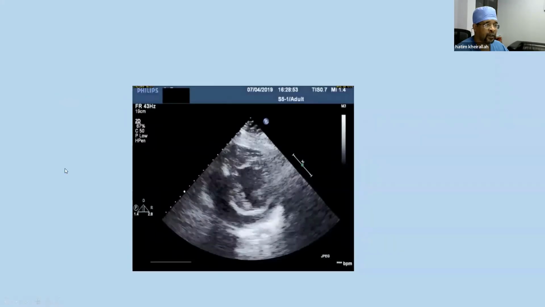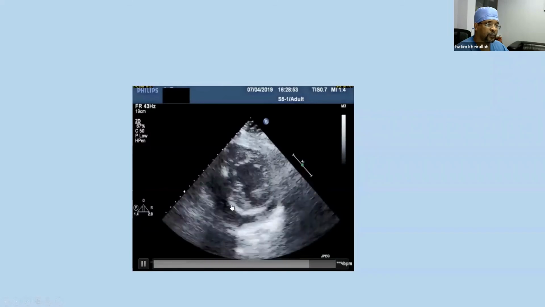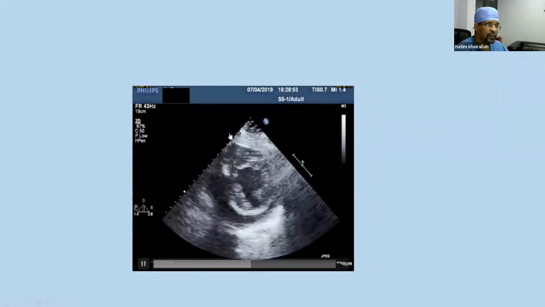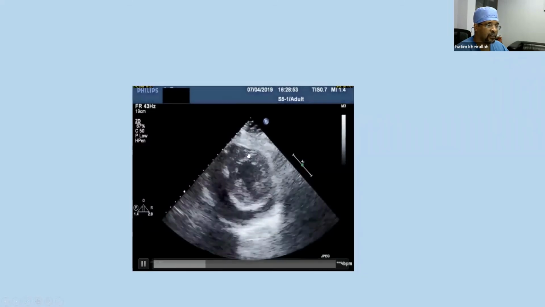This is the transthoracic echo, which is showing a moderate-sized pericardial effusion and severe LV dysfunction.